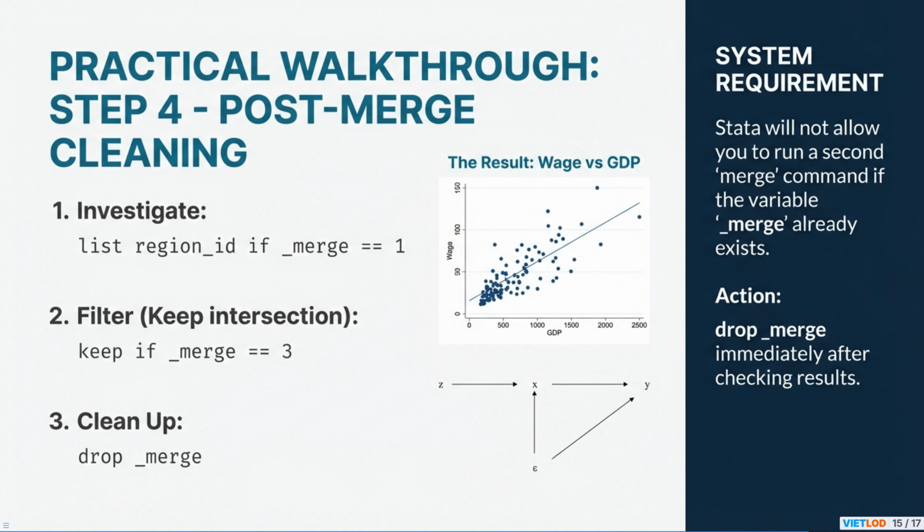If tab _merge shows 3 observations where _merge equals 1, it means 3 workers in your master file have a region ID that doesn't exist in your GDP file. You need to investigate why. Perhaps a region code was mistyped.